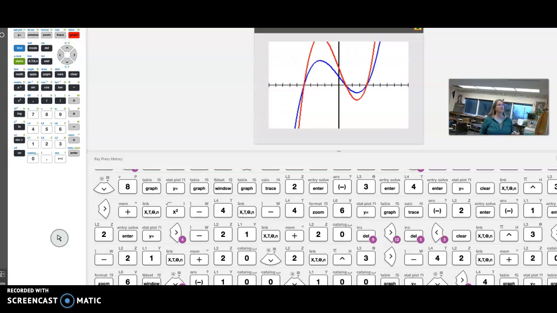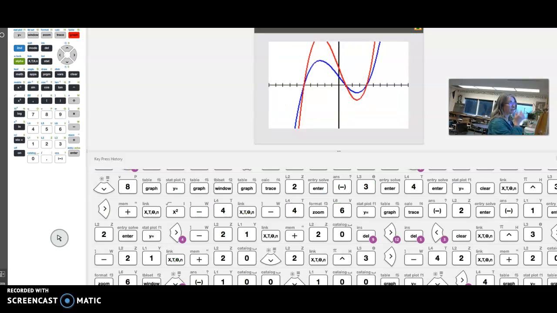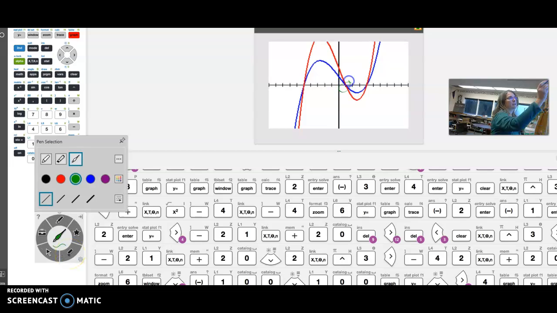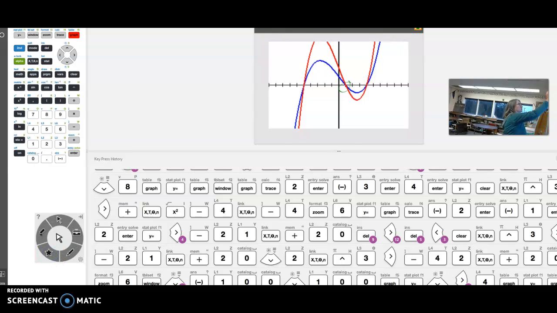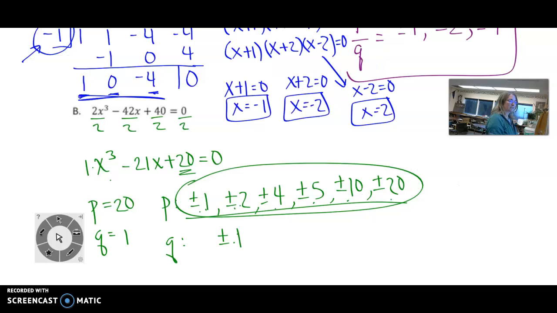When I push graph, you can see that we have the same zeros for the red graph and the blue graph. We're looking for a 0, and it looks like 1 is probably a 0. So I'm going to try that. I'm going to trace to 1. And if my y-coordinate is 0, which it is, that means 1 is a 0 for this polynomial.